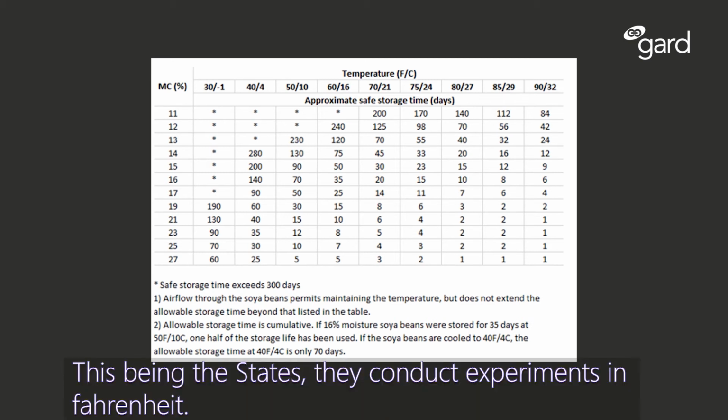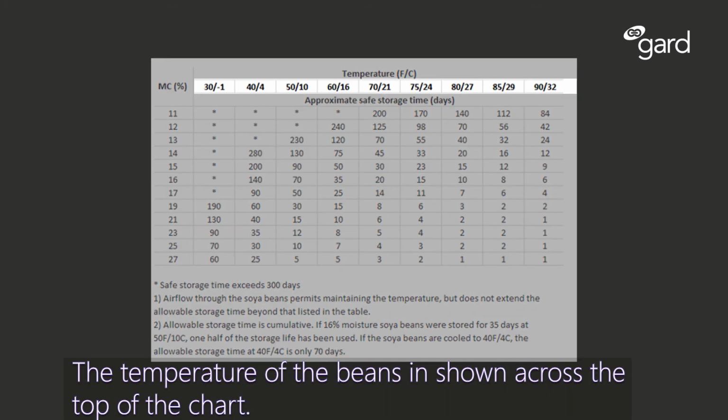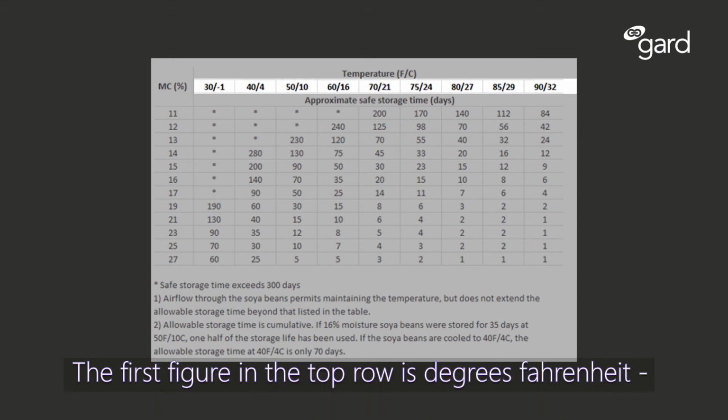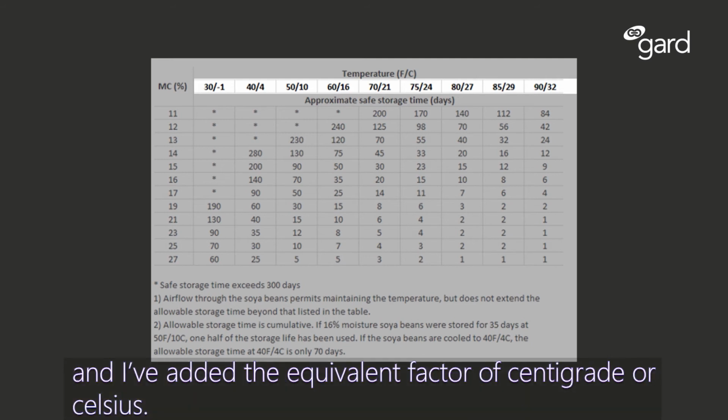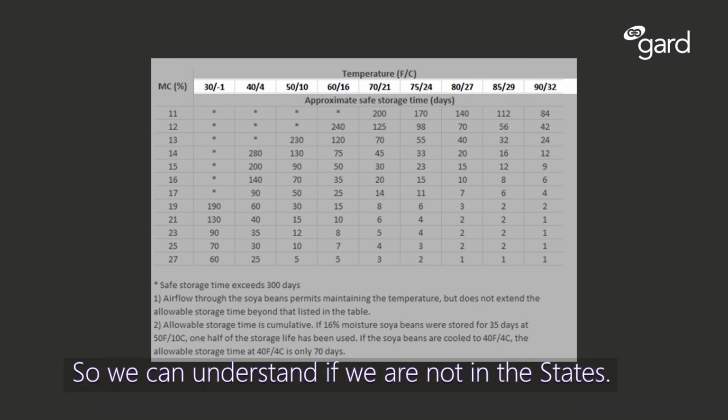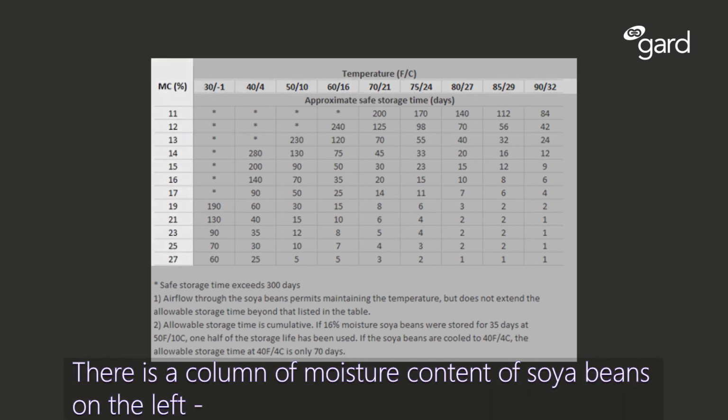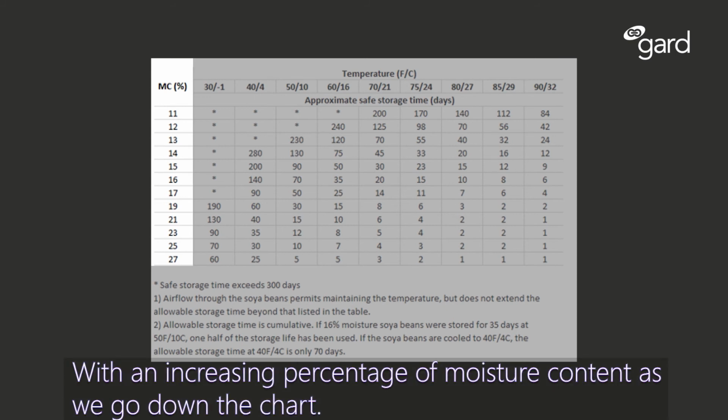Now, this being the States, they conduct experiments in Fahrenheit, and the temperature of the beans is shown across the top of the chart. The first figure on the top row is the degrees Fahrenheit, and I've added the equivalent in centigrade or Celsius, so we can understand it if we're not in the States. There's a column of the moisture content of soybeans on the left, with an increasing percentage of moisture content as we go down the chart.